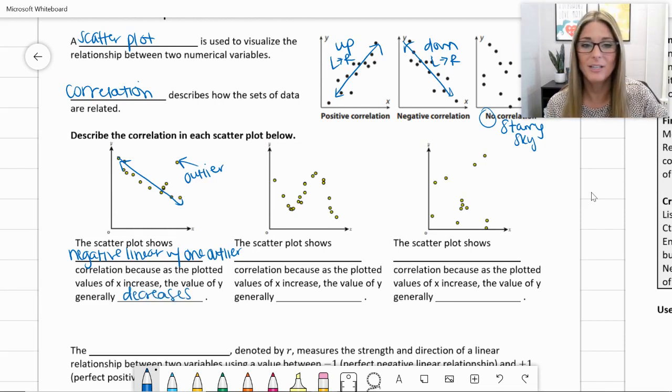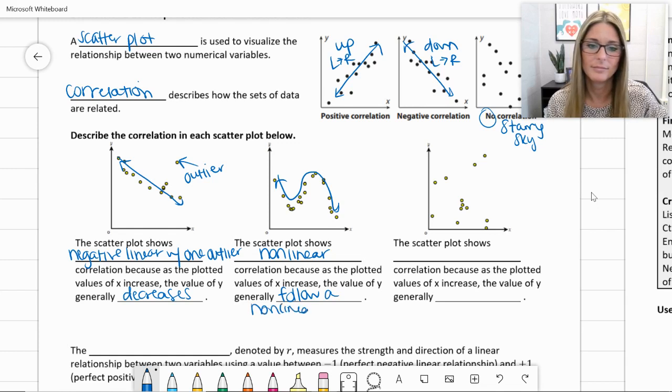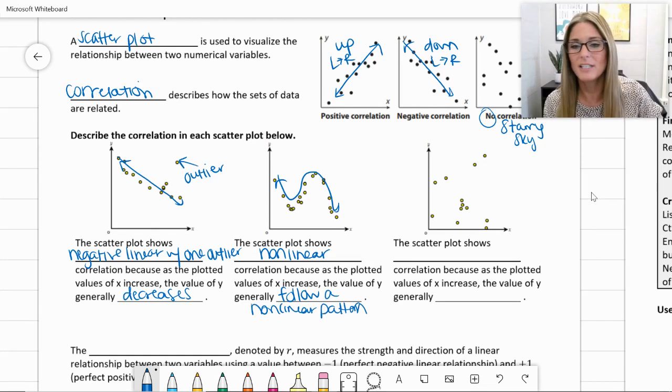On our second one, we've got kind of this general curvy shape. The scatter plot shows nonlinear correlation on this example, because as the plotted values of x increase, the value of y generally follows a nonlinear pattern. And our last example, the scatter plot shows no correlation. You see how this one's completely random, because as the plotted values of x increase, the value of y generally shows no pattern.